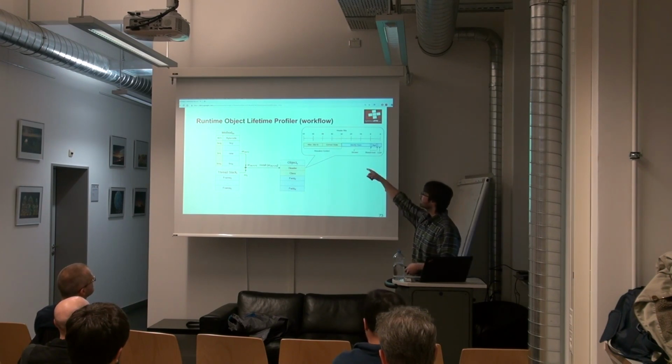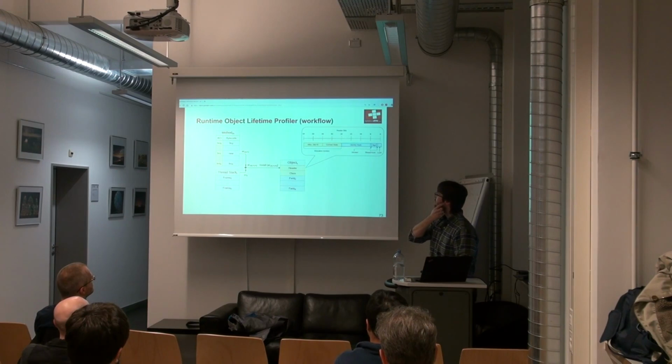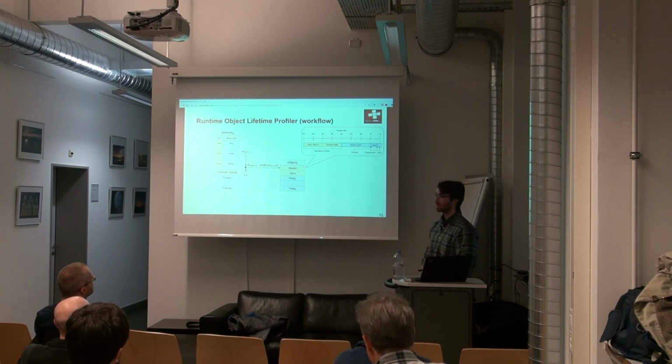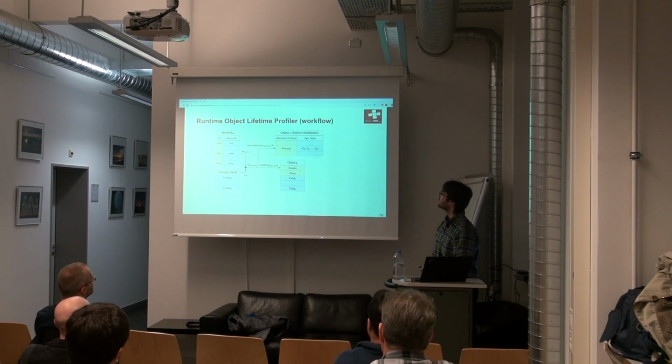So basically we have these 32 bits: 16 bits for the allocation site identifier, 16 bits for the context state, and this is installed upon the allocation of the object.